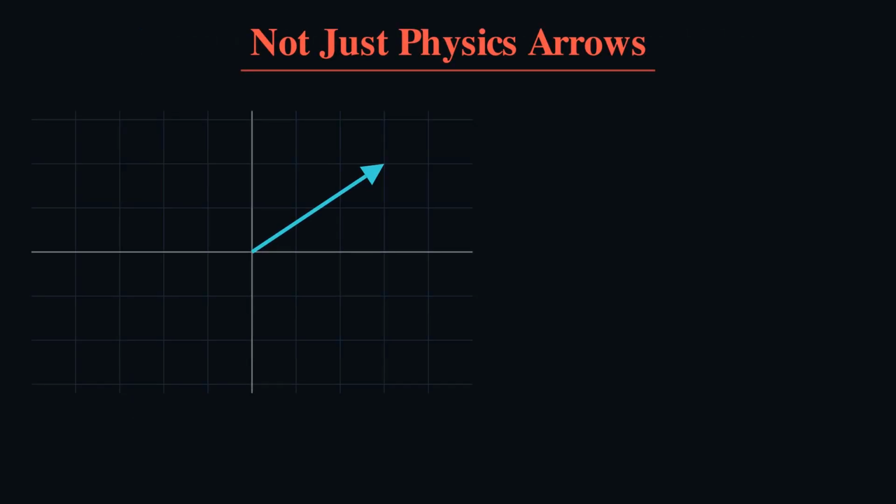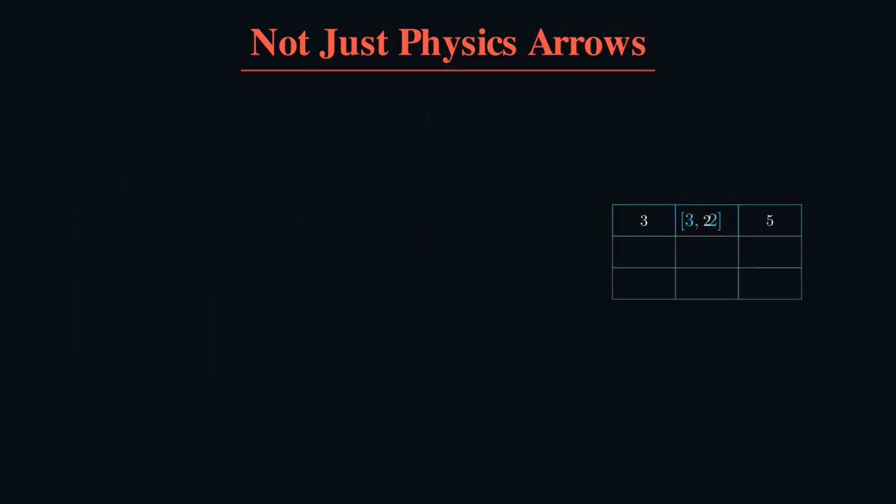People think vectors are physics arrows. Forget that. The arrow is just a list, and a list is just a row in a table. Any list of features, no arrow required, is a vector.